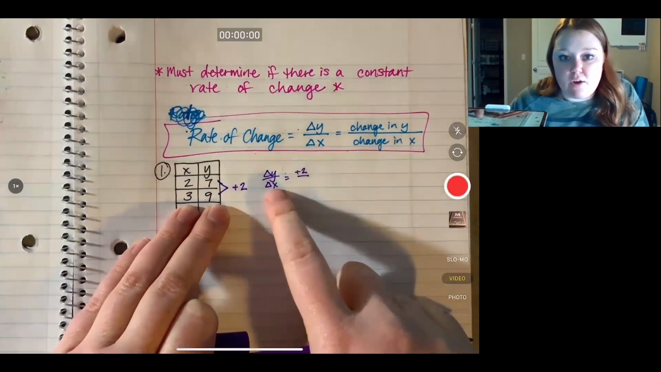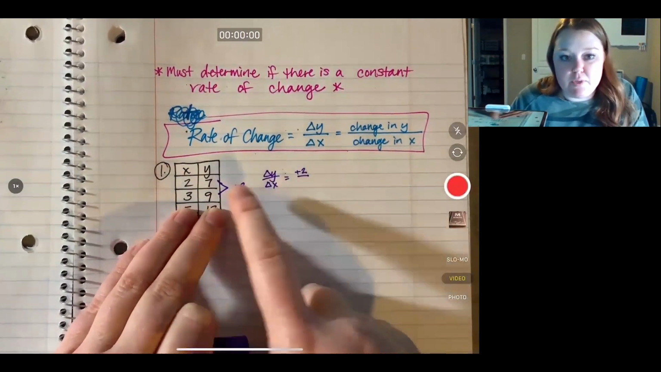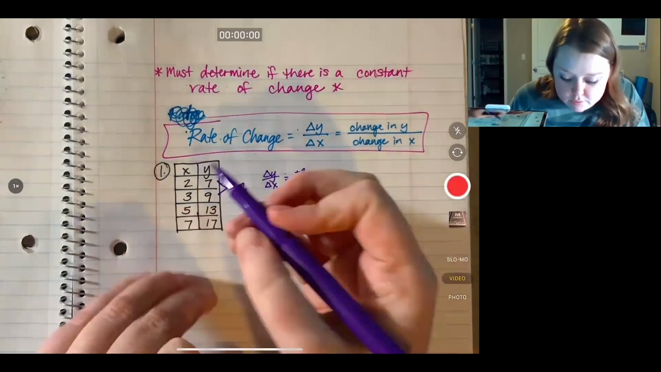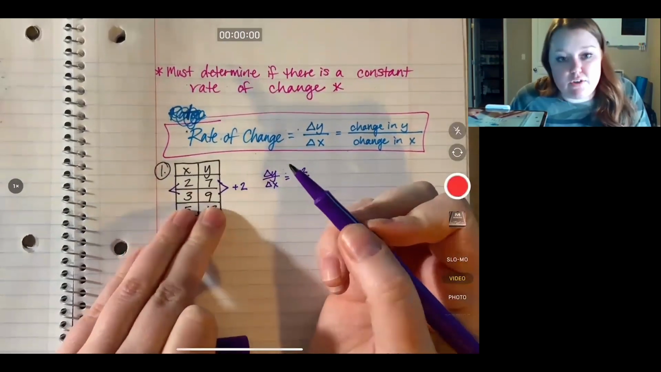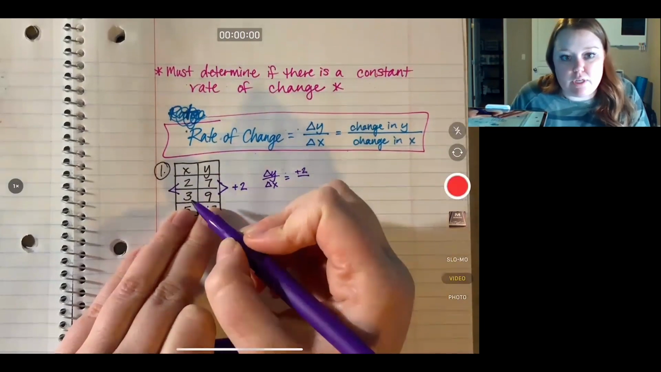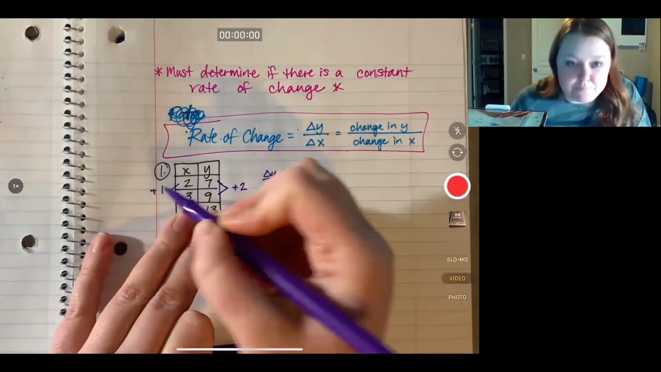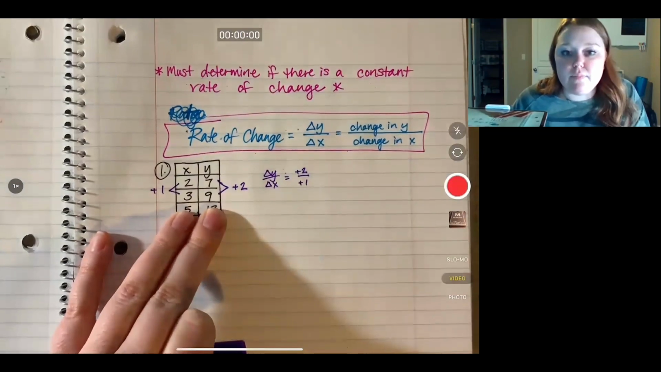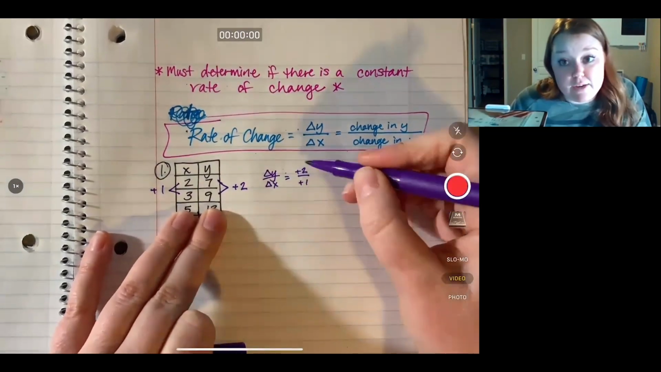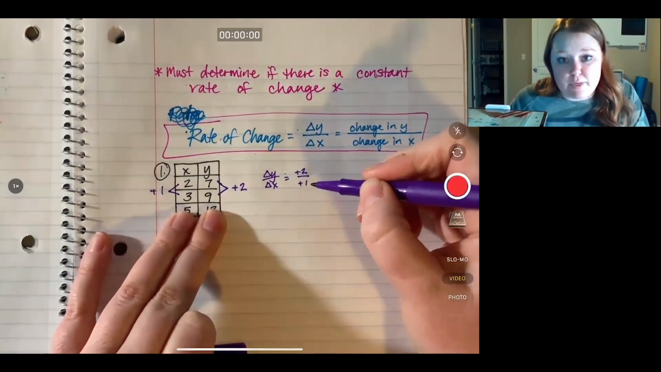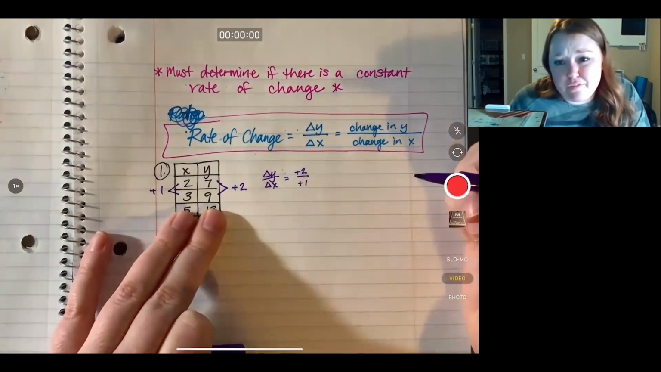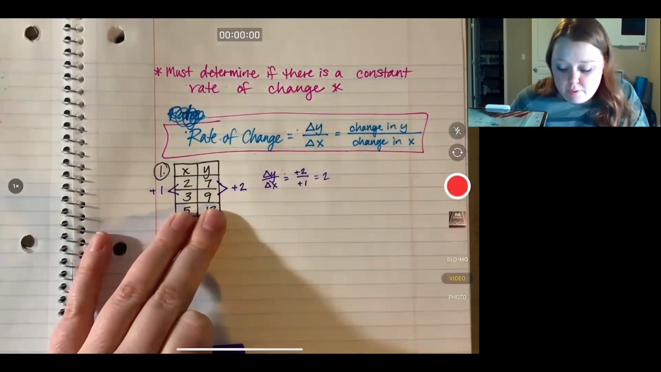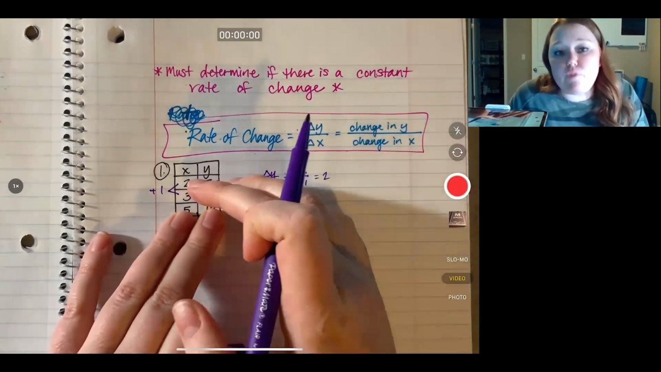Now I'm going to figure out the change in x. So I'm going to look at the x values. From 2 to 3, how much did it increase or decrease? It just increased by 1. So the change in x was positive 1. And now you simplify if you can. Positive 2 divided by positive 1 is 2. But we have to check from point to point.